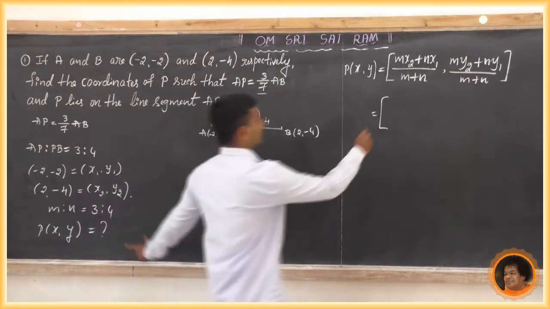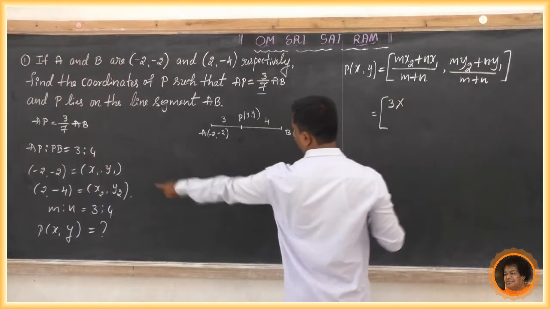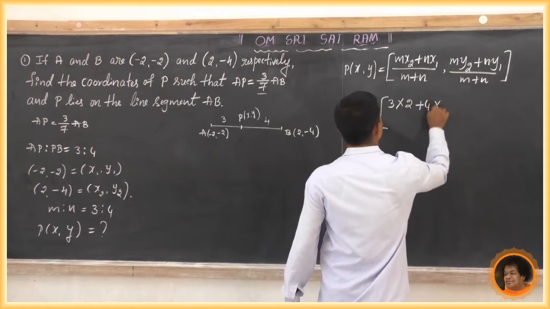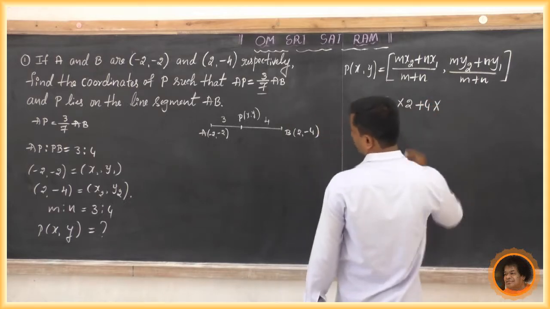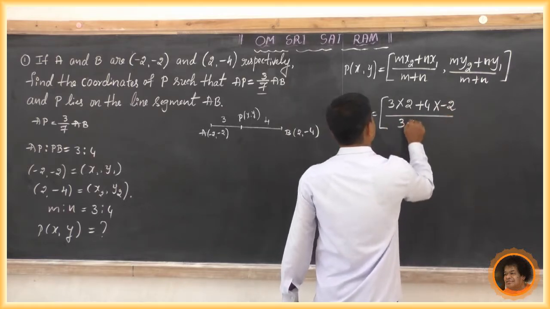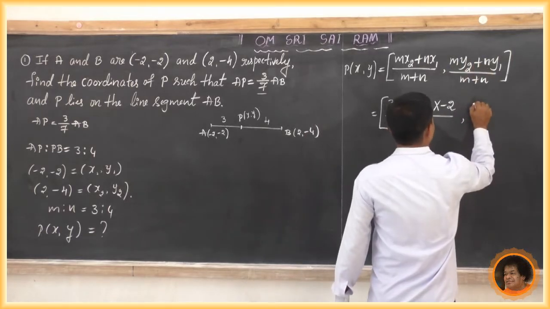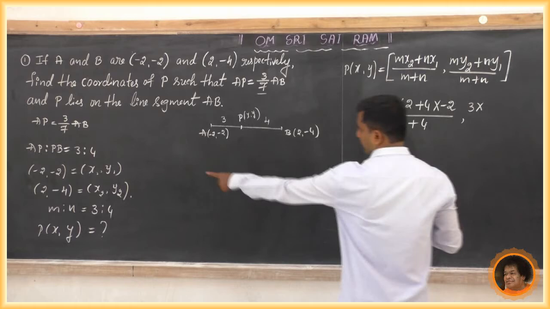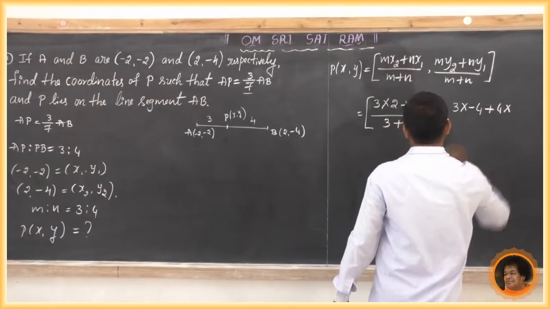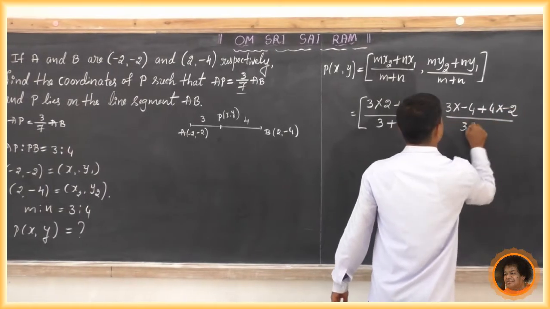So, mx2 means 3 into x2 value. So, x2 value is 2 plus n value 4 into x1. So, x1 value -2, divided by 3 plus 4, m plus n. my2 plus ny1, m value 3 into y2. So, y2 value -4 plus n value 4 into y1. y1 is -2, divided by 3 plus 4.